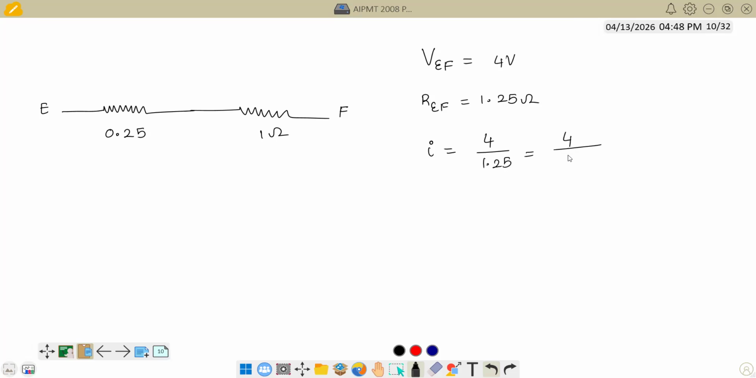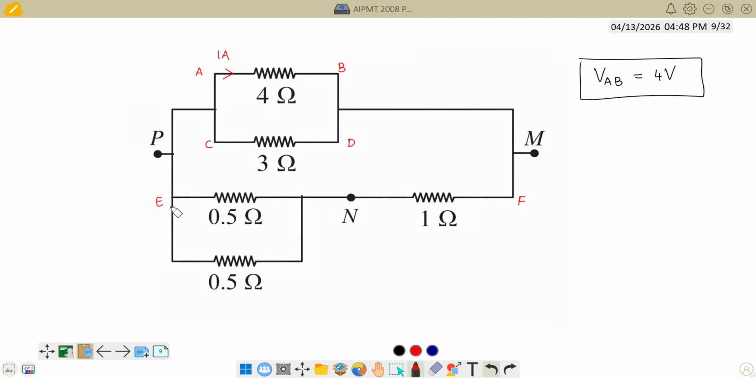So 4 by 1.25 means 400 by 125, so it would be 4 into 4 by 5. So it would become 3.2 ampere. That means what is the current flowing through this? The current flowing through this would be 3.2 ampere. Now let us look at the full picture. If the current flowing through this is 3.2 ampere, total current is 3.2 ampere. Here 1.6 amperes would go. Here 1.6 amperes would go. And that would again mix and we'll get 3.2 ampere.